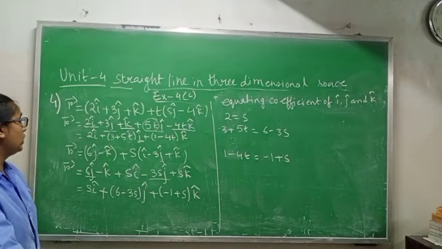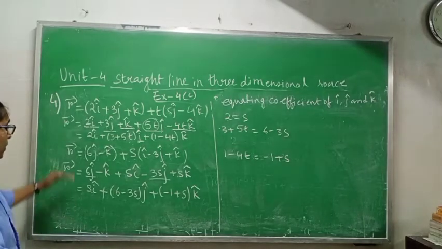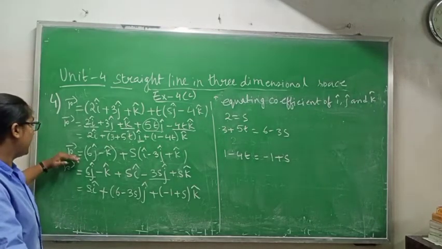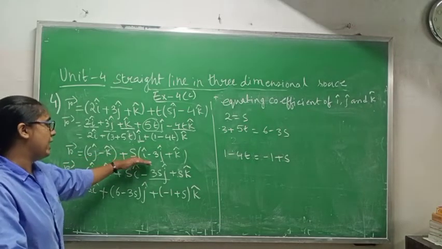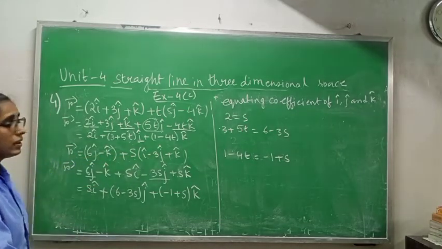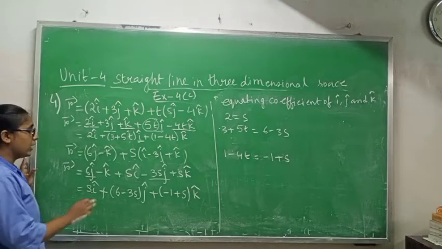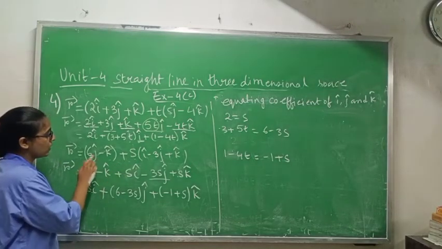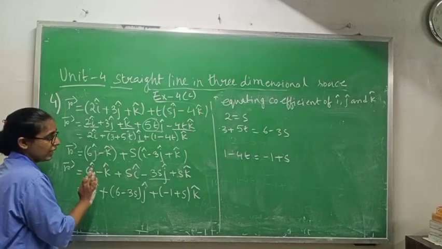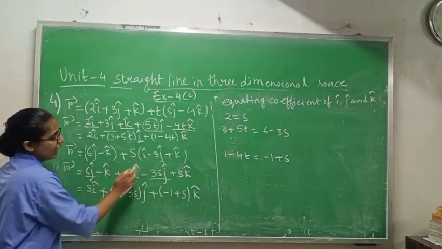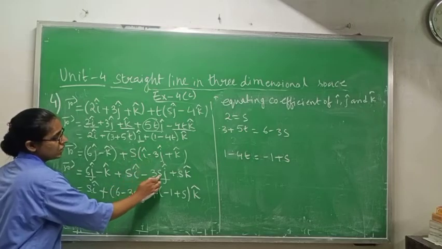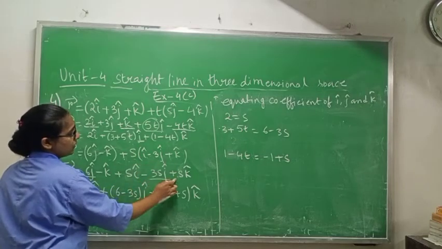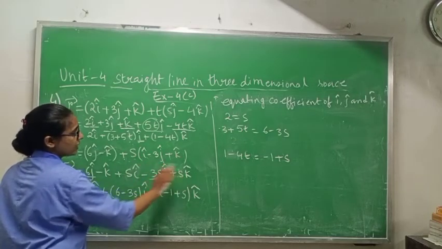Okay. Same thing you will do for the second line. Second line is r vector equals 6j cap minus k cap plus s times i cap minus 3j cap plus k cap. So what you will do here, again you will open the bracket. This one, 6j minus k cap, you will write as it is, plus s into i cap, si cap, plus minus minus s into 3j cap, 3sj cap, plus s into k cap, sk cap.